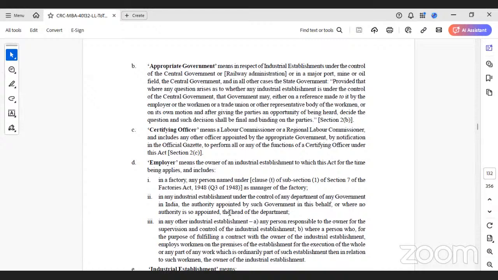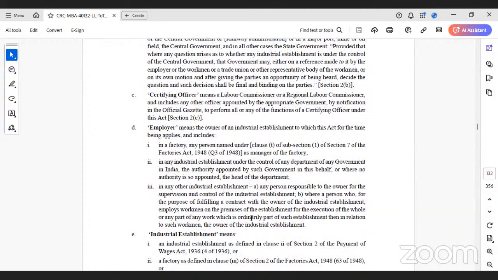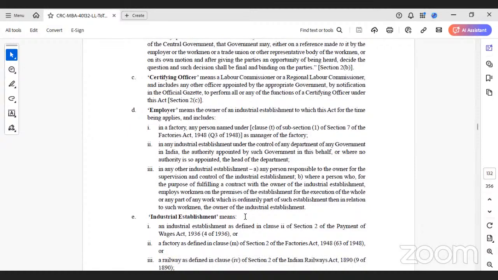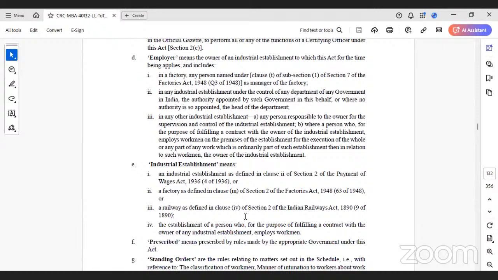And employer means the person who actually owns the industrial establishment. It can be a factory or any person named. He can be a manager of the factory. In any industrial establishment under the control of the Department of the Government of India, the authority appointed by such government would be the employer on his behalf, if he is appointed. And in any industrial establishment, it is any person responsible to the owner for the supervision and control of the industrial establishment.